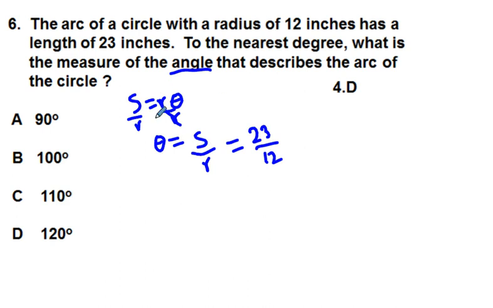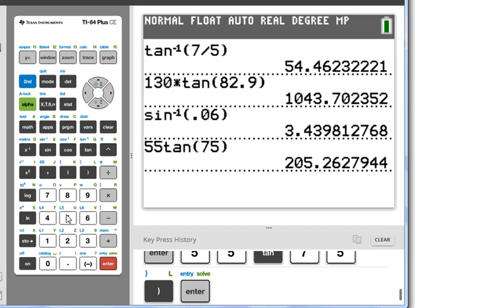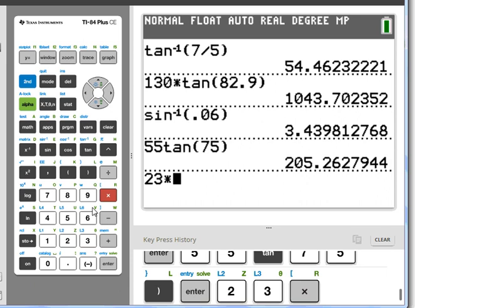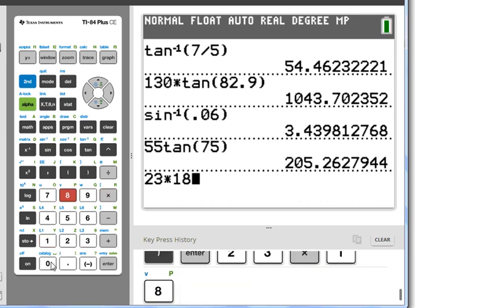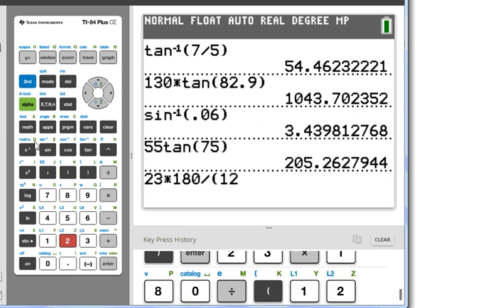But that will be in radians. So to find the measure in degrees, if we multiply this by 180 over pi, we will have it. So 23 times 180 divided by 12 pi.